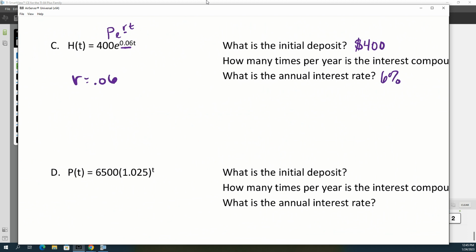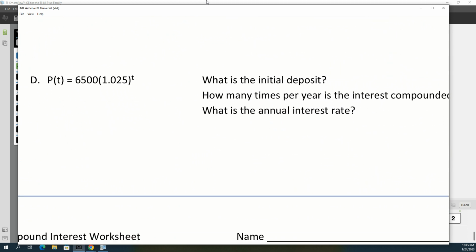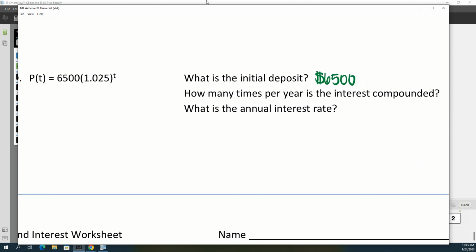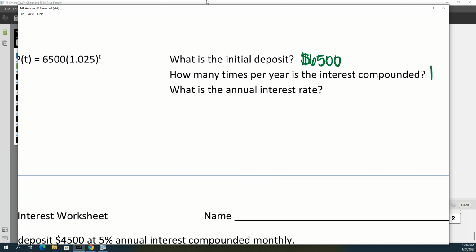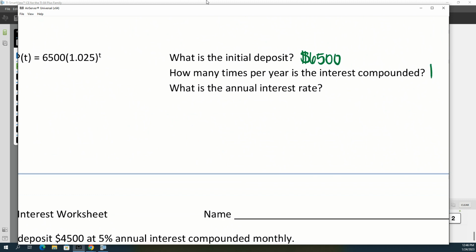All right, so we have one more. All right, so the deposit is $6,500. What do you guys think about number of times per year? It's a little tricky. Just once, yeah. So R over 1 is 0.025, which is just what R is. And then if I move that decimal over twice, I get 2.5%.